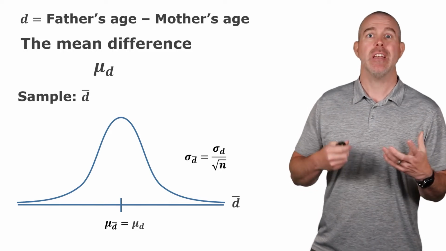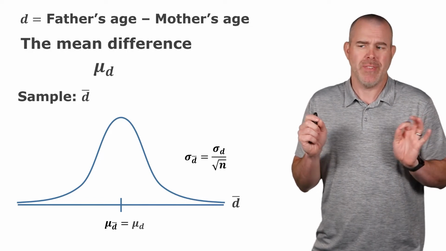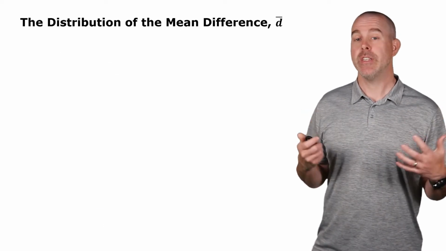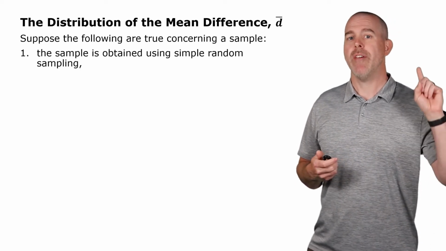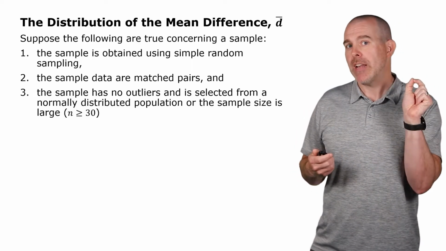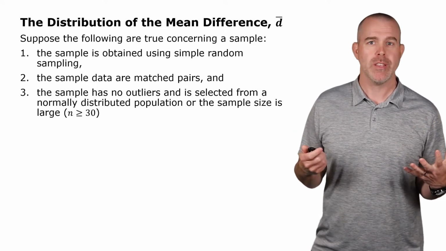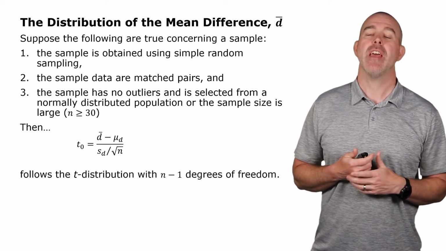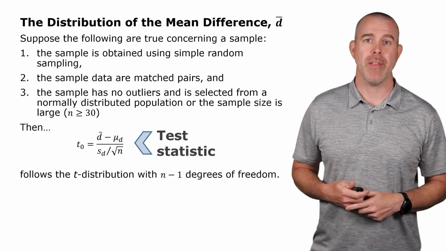And the standard deviation is the standard deviation over the square root of n. So this should look kind of familiar. There's a lot of funky subscripts here, but it's the standard deviation over the square root of n. So for the distribution of the sample mean difference, if we have these things true: the sample is obtained using simple random sampling, the sample data are in matched pairs, there are no outliers, and it's either from a normally distributed population or a large sample size, there's our 30 again, then we have this t statistic, and it follows the t distribution. And that's going to be our test statistic for this hypothesis test.